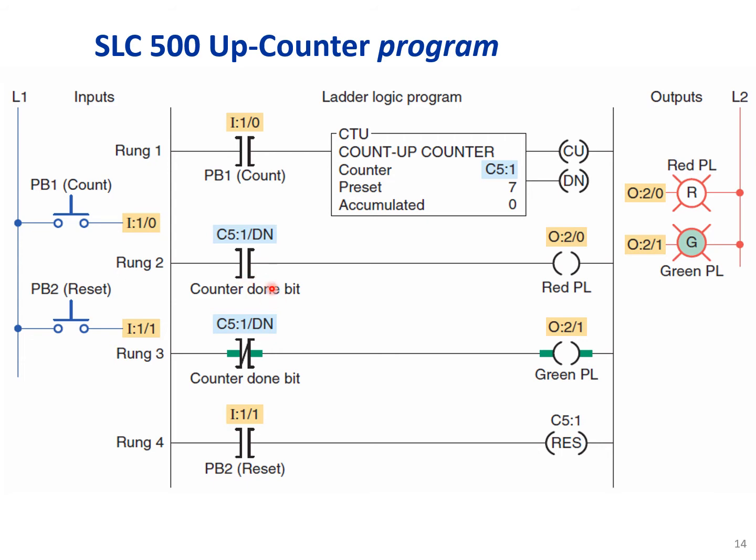Okay, so here you see we are using the same address for this counter. This one is counter number 5, and this is a down bit. So when the accumulated value reaches 7, the red pilot light goes on. While it's incrementing from 0 to 7, before it reaches 7, the down bit is false and the negated contact of the down bit will be true. So the green pilot will be on.